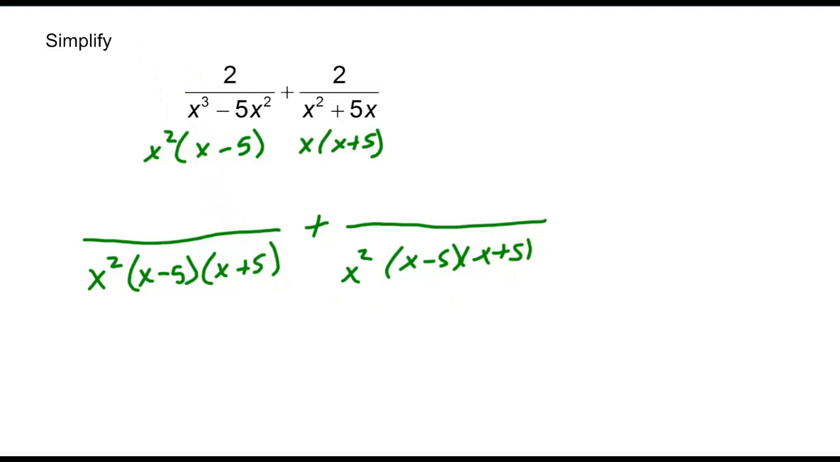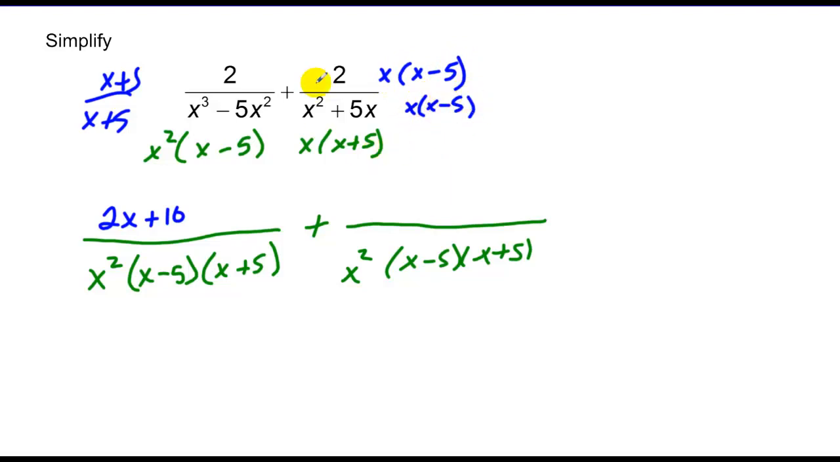Next, we'll change those numerators. In this case, I'm missing my x plus 5. So I multiply by that form of 1 and get 2x plus 10. Second term, I'm missing an x and an x minus 5. So I have 2x squared minus 10x.